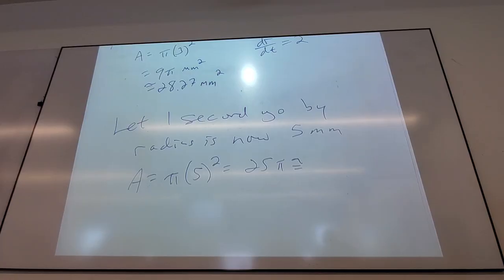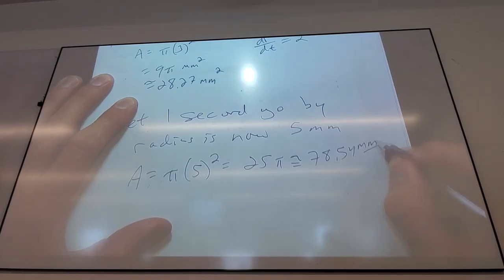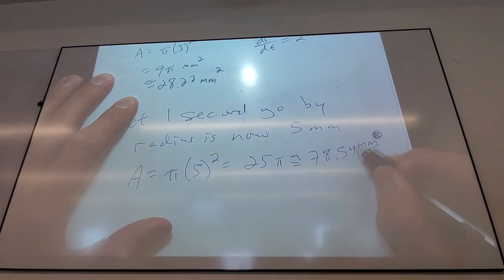One-fourth, 3, 78 point... I don't know. Is it? What is it? 78.50. 78.54? Okay. Oops, just millimeter squared, Jeff. You're doing a great job, Jeff. Millimeters squared, there we go.